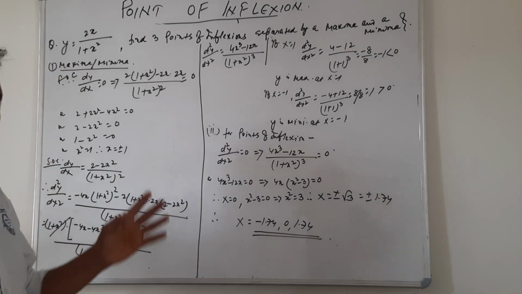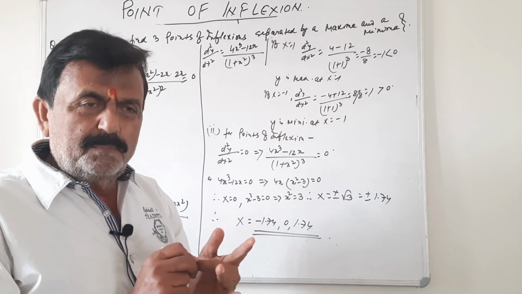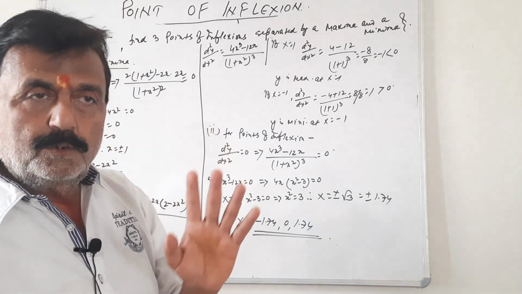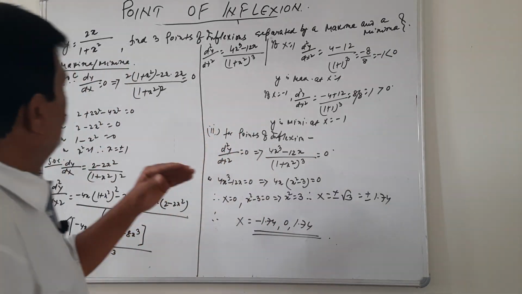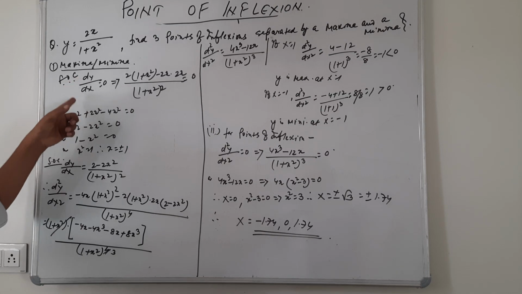So in this sum, we have to find virtually 5 values of x: 1 for maxima, 1 for minima, that is 2 values, and 3 values for points of inflection. So 5 values have to be determined. First of all, we go for the maxima and minima. For maxima and minima, the first order condition says dy by dx equals 0.